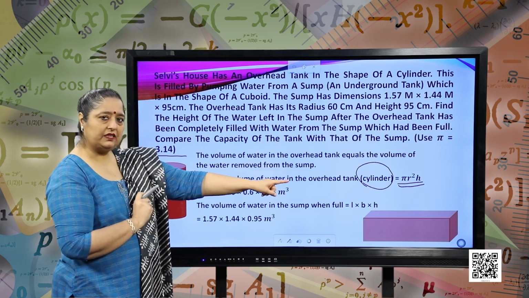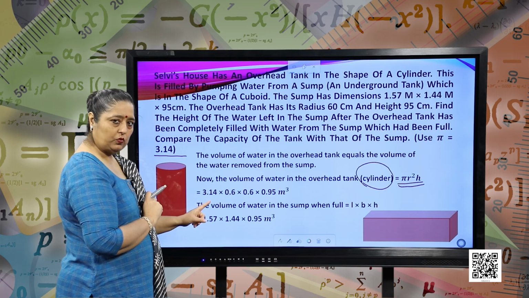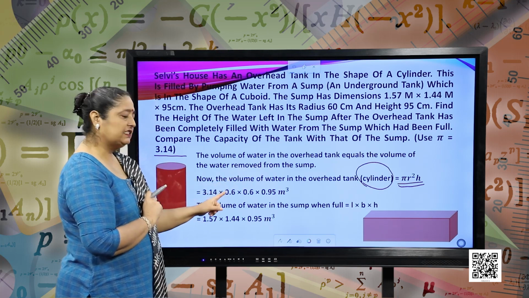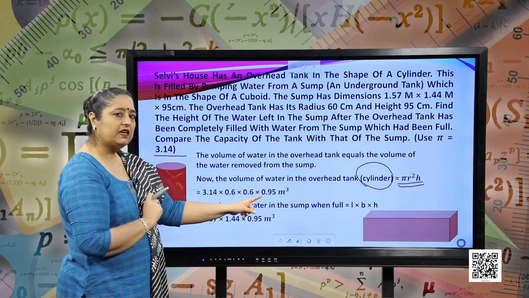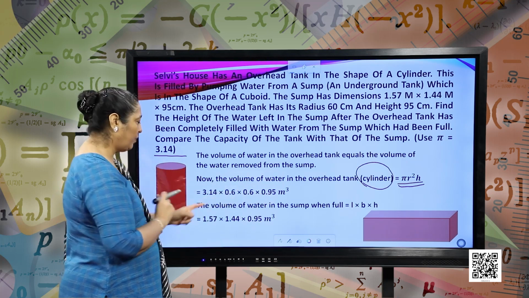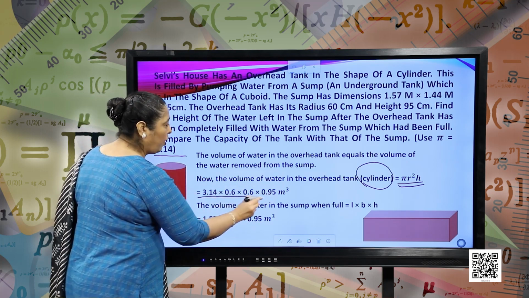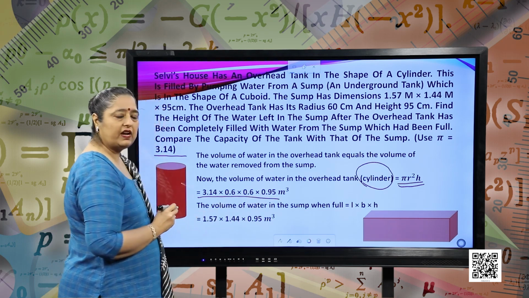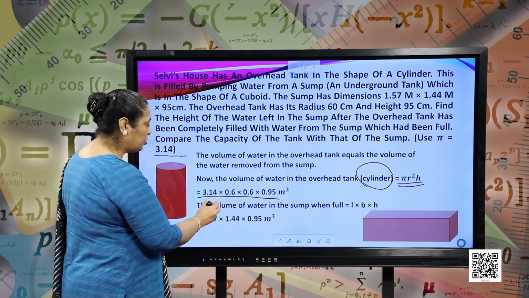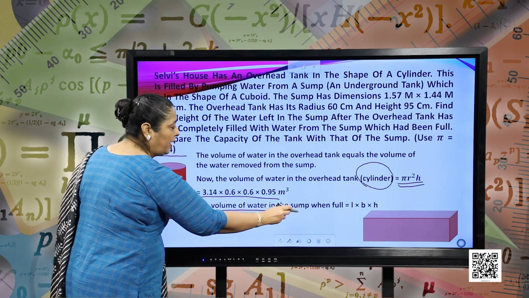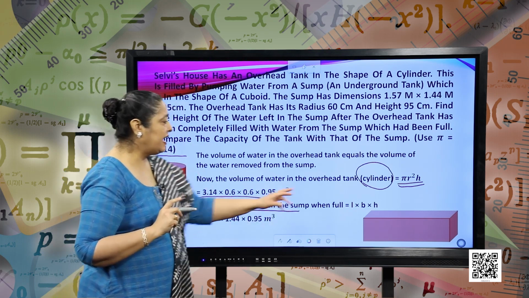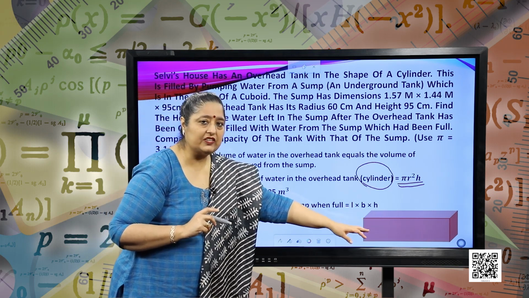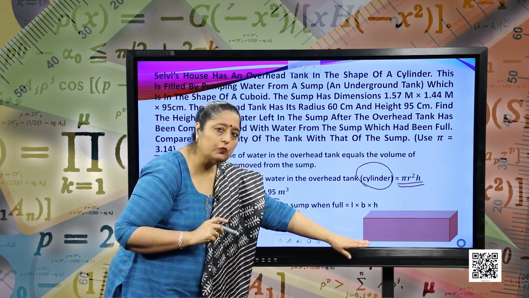So, substituting the value of pi as 3.14, radius as 0.6 and height as 0.95, we find the volume of water in the overhead tank as this. Also, the volume of water in the sump when it is completely full is L into B into H, which is the volume of the cuboid.